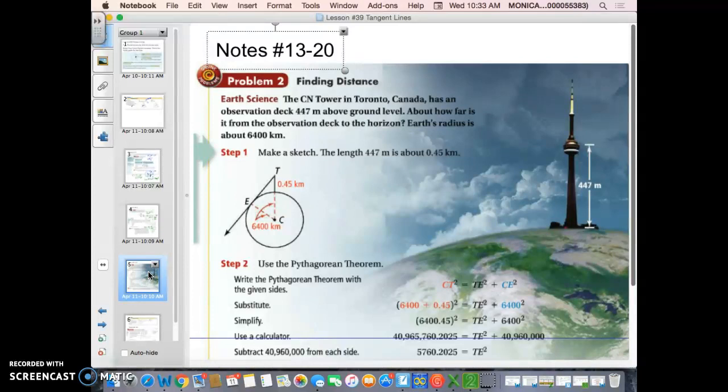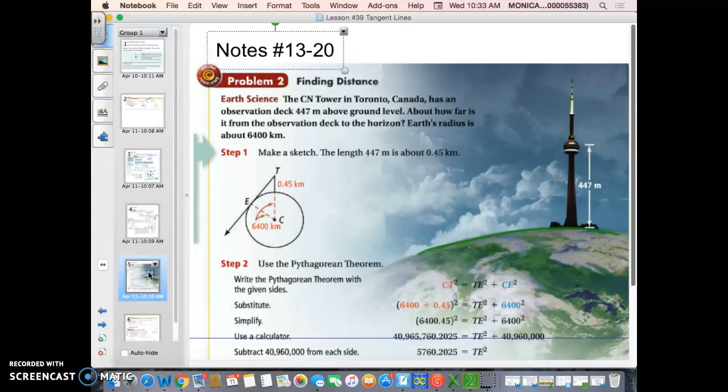Here's a word problem for you. We've got this CN Tower in Toronto, Canada. It has an observation deck 447 meters above ground. About how far is it from the Earth's horizon? So please remember this would be the Earth's horizon here. All right, so we want to know how far is that from the Earth's horizon.